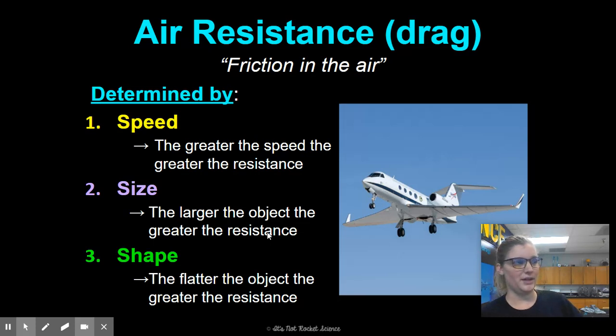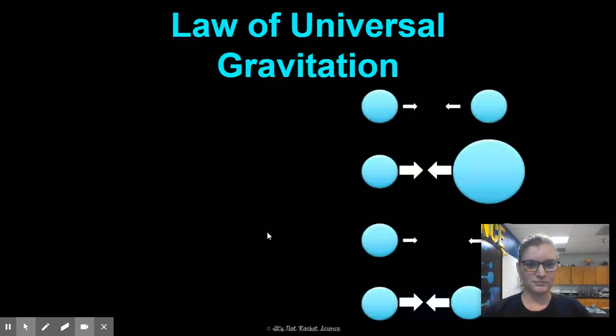So if you're going to throw, I don't know, a volleyball across the room compared to a little golf ball, the golf ball is going to experience less air resistance because it's actually just coming in contact with less air. And then the shape. So the flatter the object, the greater the resistance. So if I have this piece of paper and I'm throwing it across the room like this, my air resistance is only coming in contact with that one edge. Whereas if I try to throw it across the room like this, then my air resistance is catching the entire face of the paper.